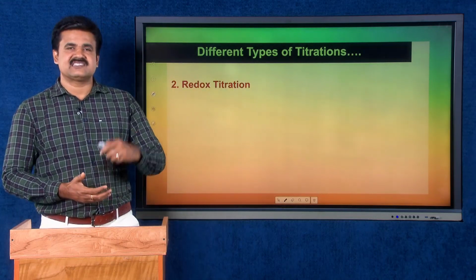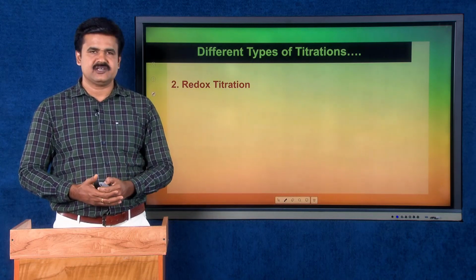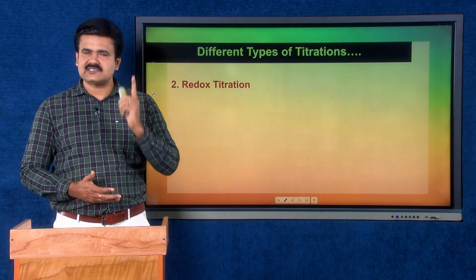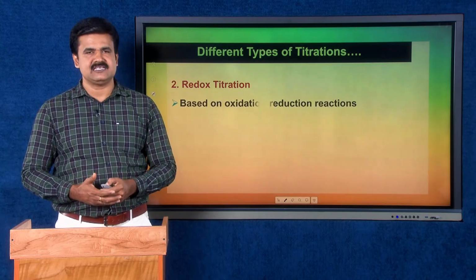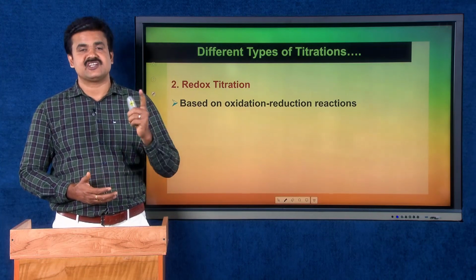Now, the second category of titration is the redox titration. As the name indicates, there occurs some redox reaction. Redox reaction is the reaction between an oxidizing agent and a reducing agent. And this redox titration is based on oxidation reduction reactions.